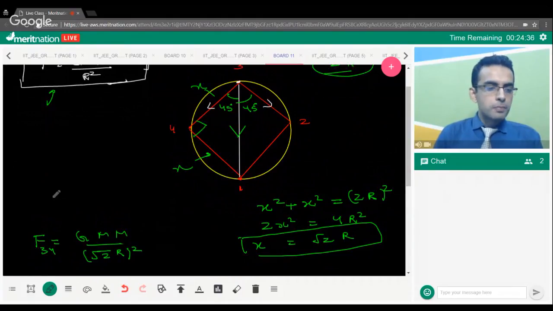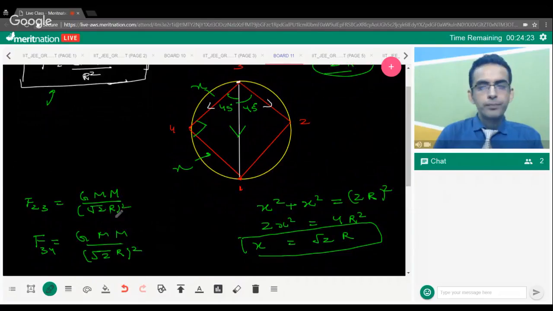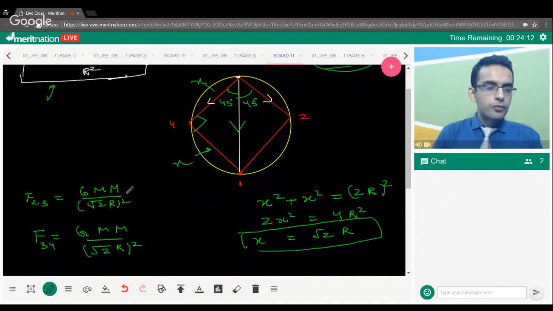Similarly, the force between particles 2 and 3 will be the same. It should be G m m divided by root 2 into r whole square, right? You can see the recording if you want to repeat. So students, you can see now these two forces are equal. Let's say their magnitude is capital F.